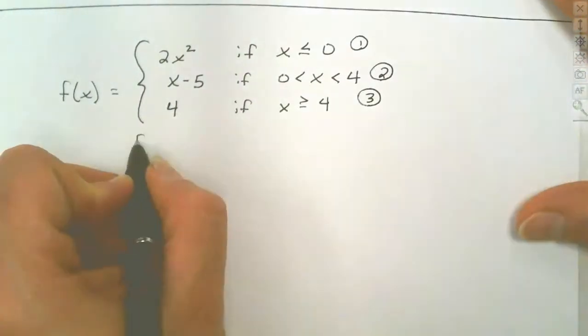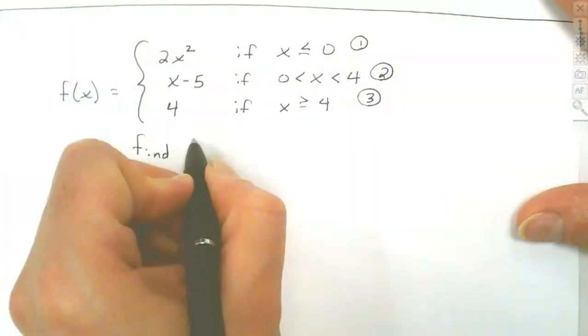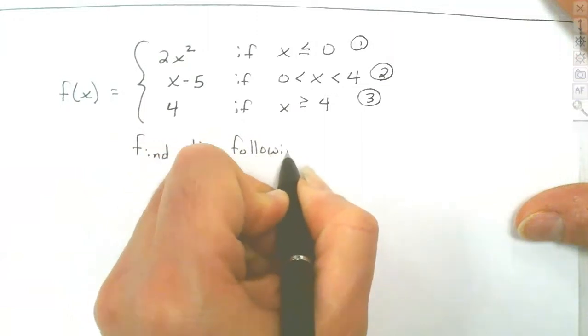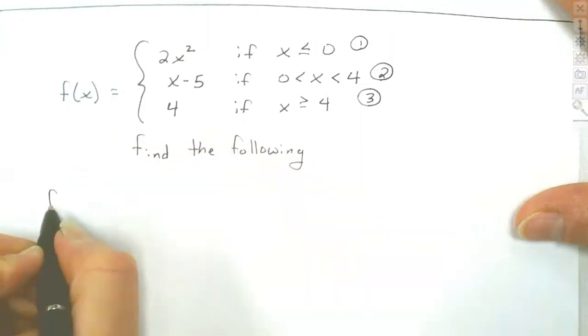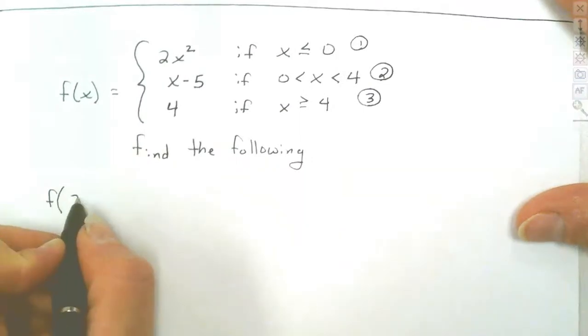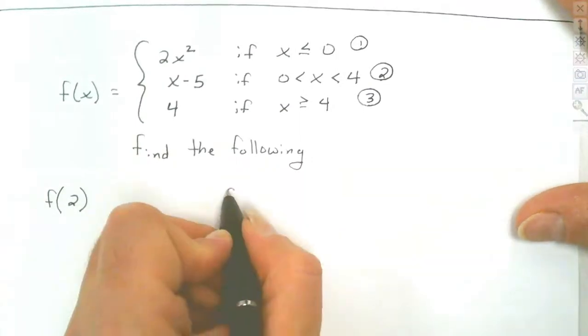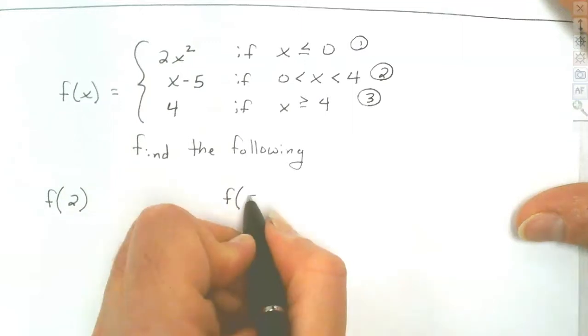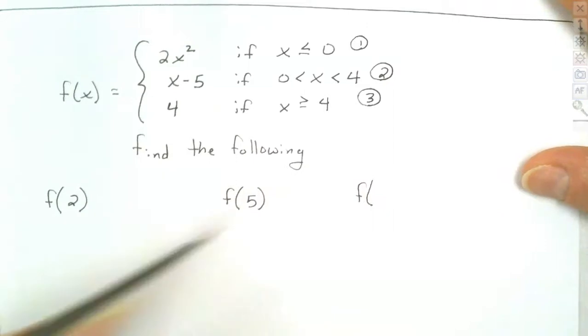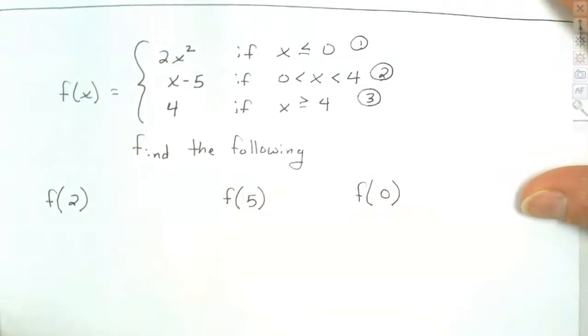So now I want you to find the following. Let's try to find f of 2. How about f of 5? Let's do f of 0 and f of negative 3.